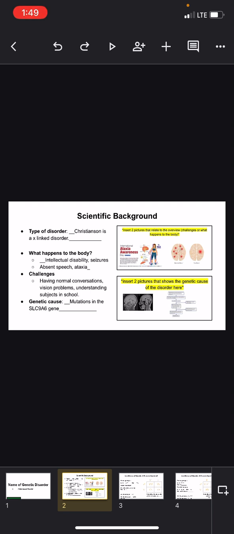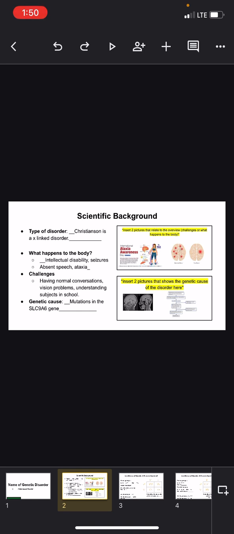The test results came back, and your child has been diagnosed with Christianson disorder, which is a genetic disorder. This is a recessive disorder, meaning two copies of the mutated gene are required to cause the disorder, but males only need one on the X chromosome. I'm going to share some general information about the disorder.